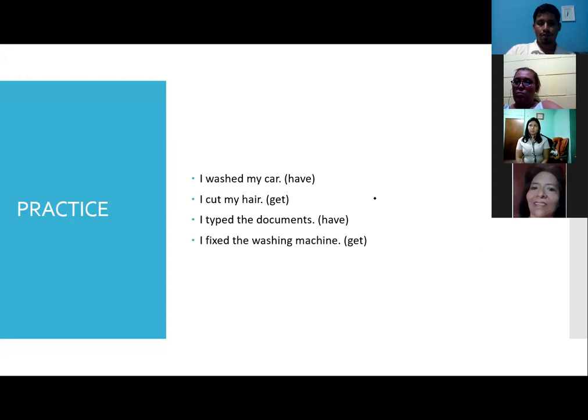Do you know where I can get someone to cut my hair? Okay. I got the car wash to wash my car. Okay, very good. So I guess you're giving examples there. So that's what you're going to do. Just rewrite the sentence and send it to the WhatsApp group.